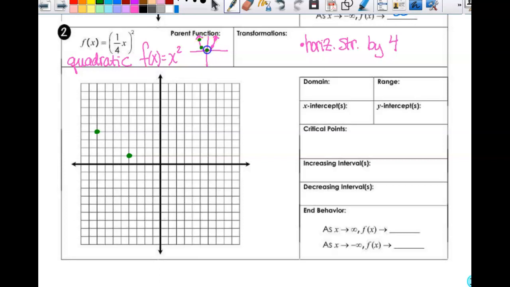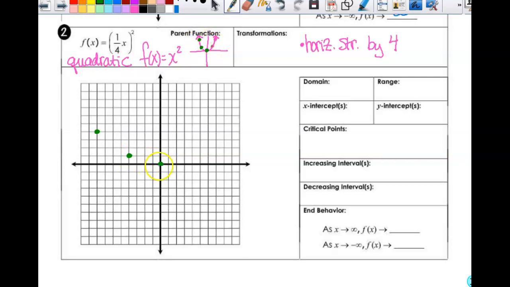0, 0. Well, horizontal stretch doesn't do anything, so I'm still at 0, 0. Now I have 2 more anchor points, and I have 2 options here. I can plot them just like I did these and transform them, or I know that this parabola has symmetry, that this has to be symmetric to the other side, so I could just use my symmetry.